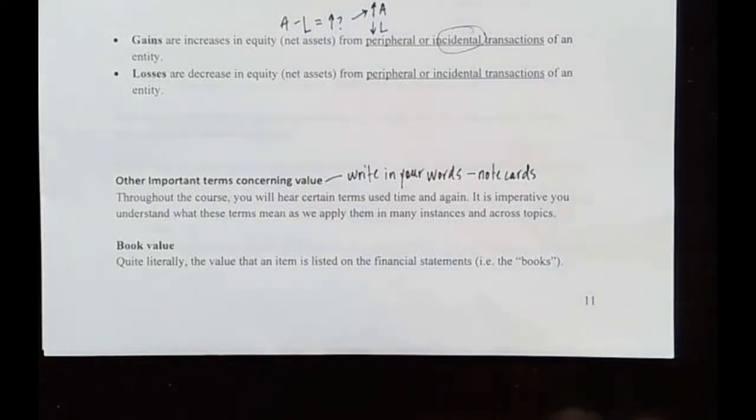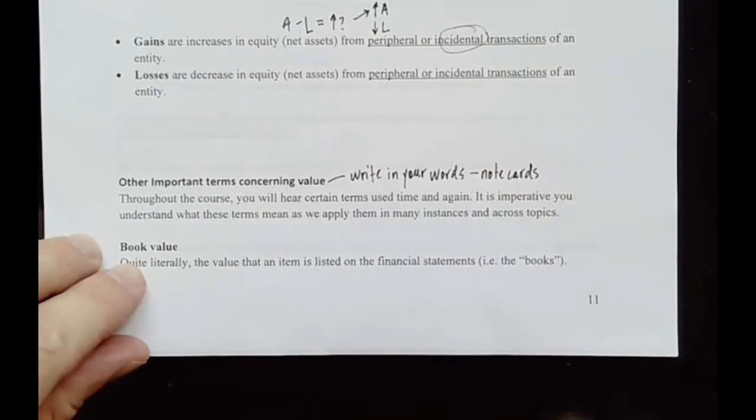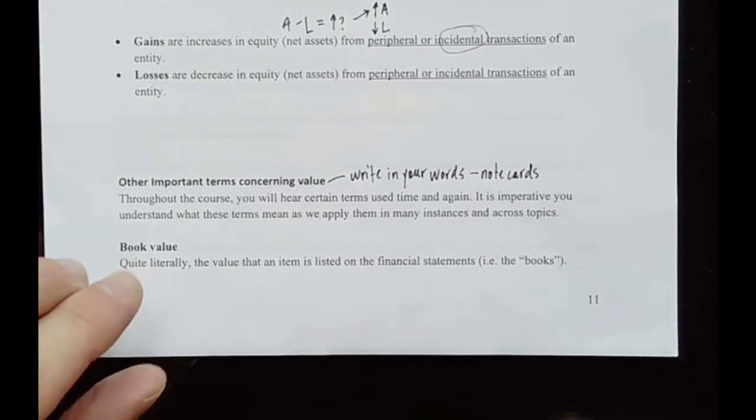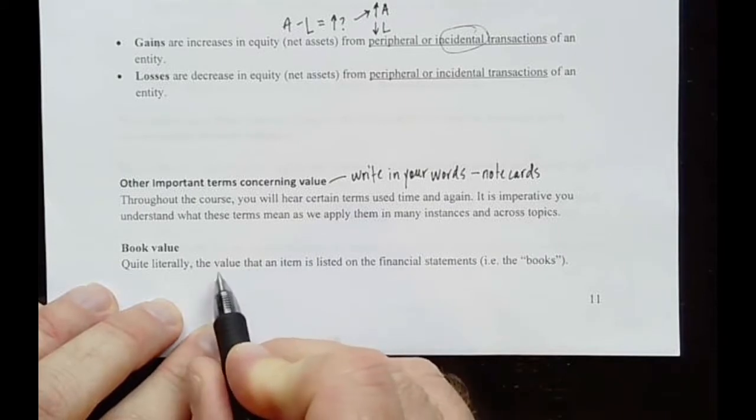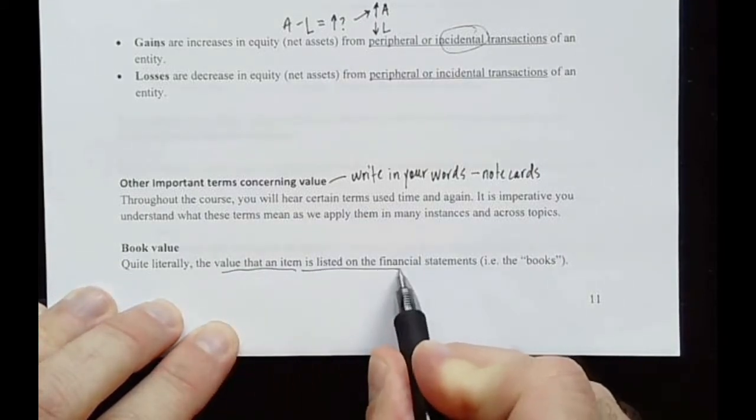Sometimes I don't even know I'm doing it, and sometimes I won't necessarily go into the depths of describing it every time I use one of these. And that needs to be how common these things are to you. Book value is something I say all the time. I'm not going to read all of my verbiage, but it's just what is the value that an item is listed at on the financial statements.